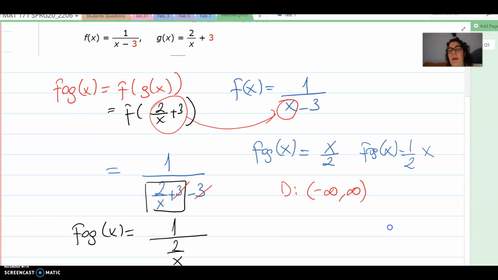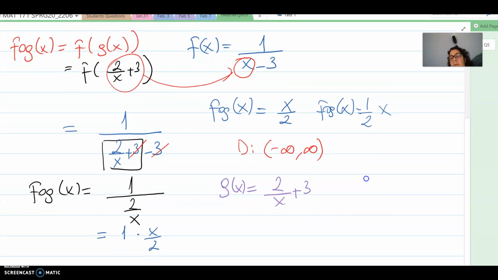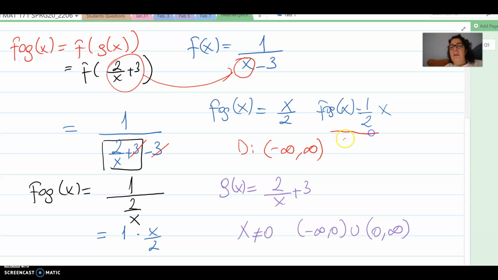However, that would not be right, because our inside function, g of x, is 2 over x plus 3. So the inside function has a restriction that we need to consider. So x cannot be equal to 0, which means negative infinity to 0, union 0 to positive infinity. So this purple part is the restriction for the inside function, and it will have an impact on the resultant function, which is f of g of x here.